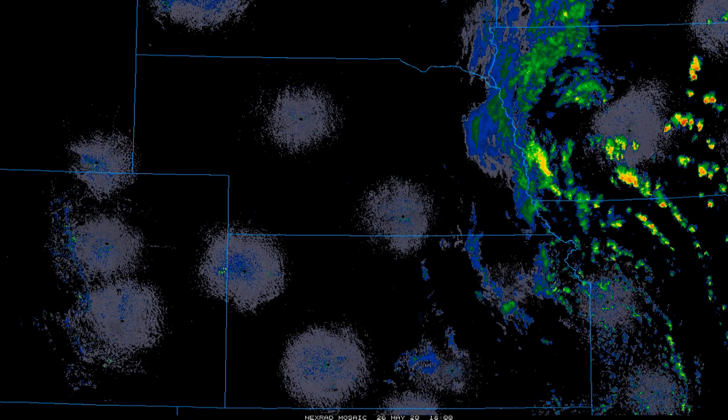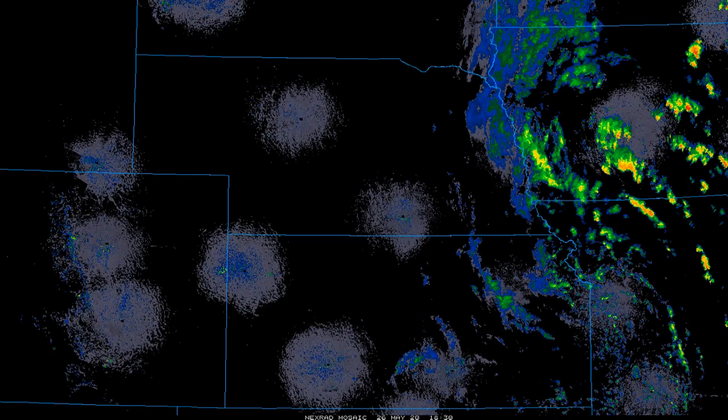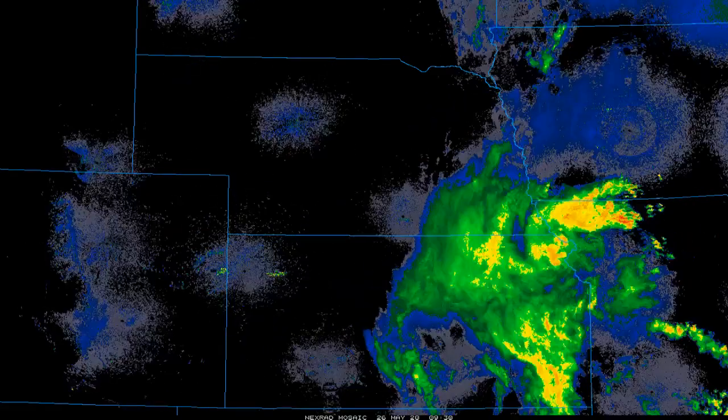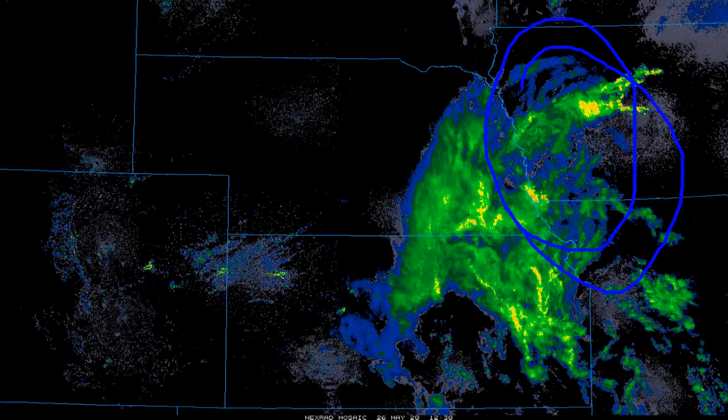And then we see a reduction in coverage and then new convection coming together about noon. And it looks uncapped once again. There it is. So no well-marked boundaries, nothing like that. But it does look like the heavier convection affected western Iowa.